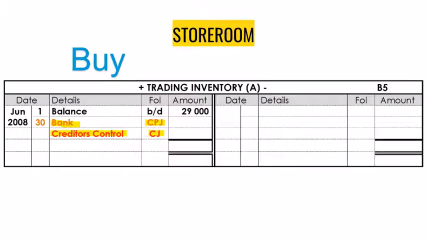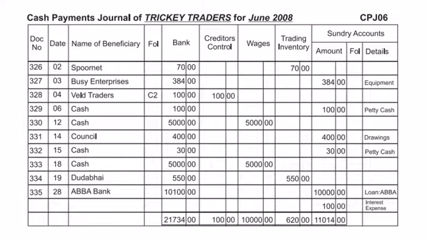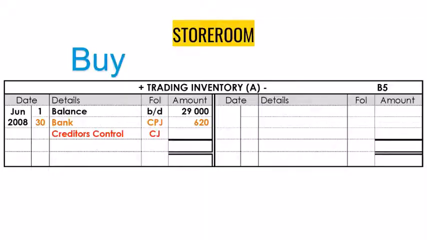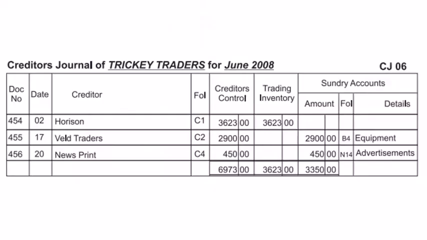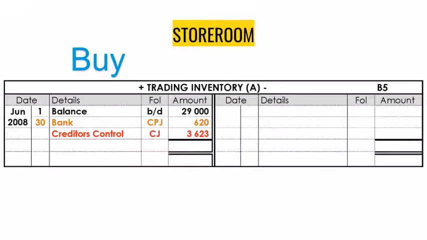Now I'm going to show you where to find the CPJ value. When you look at the cash payments journal of the business, it's the trading inventory column, and you use the column total, that's 620 Rand. And you write it next to the CPJ. For the CJ value, you go to the creditors journal and you use the trading inventory column, the 3,623 Rand. And you write it next to CJ.